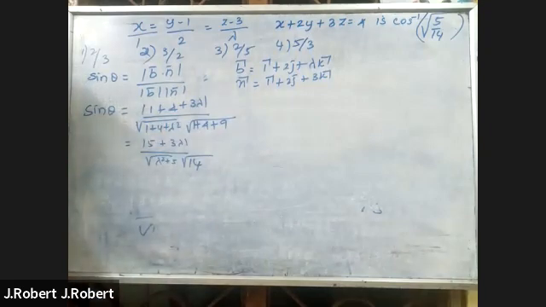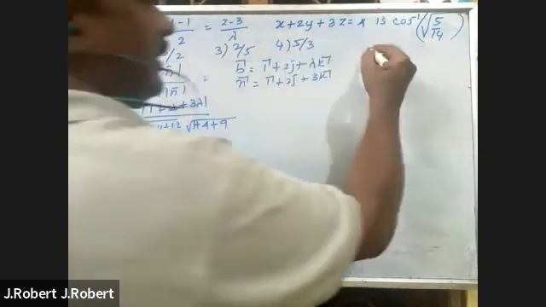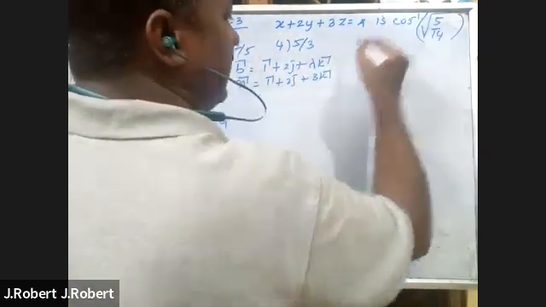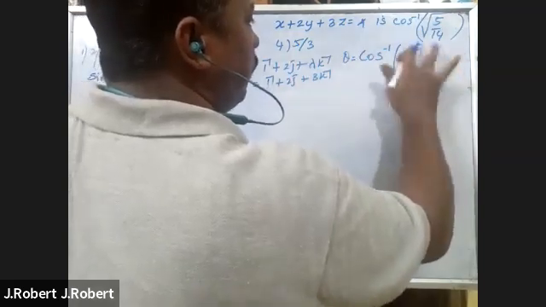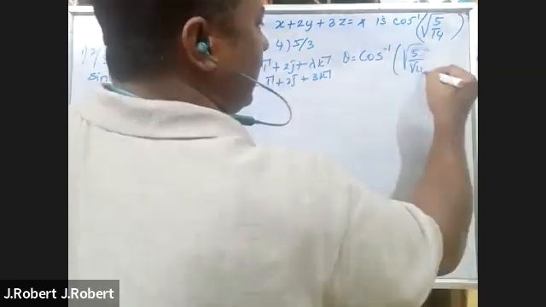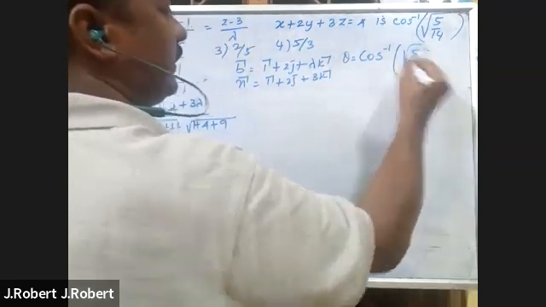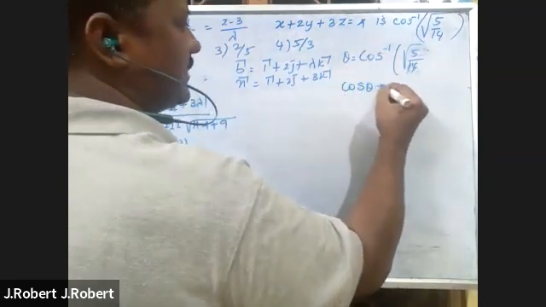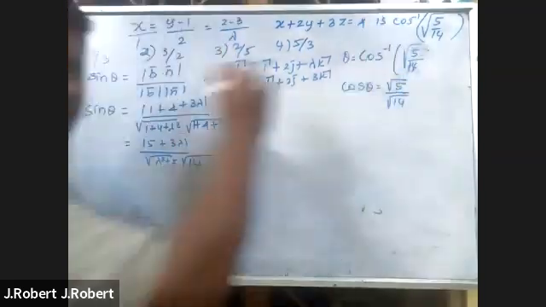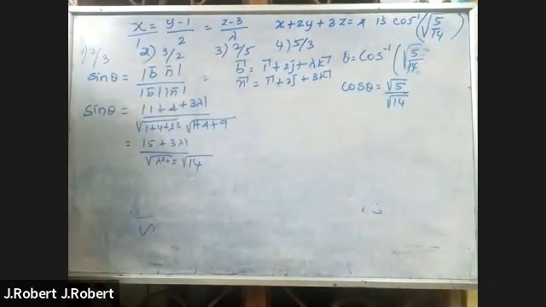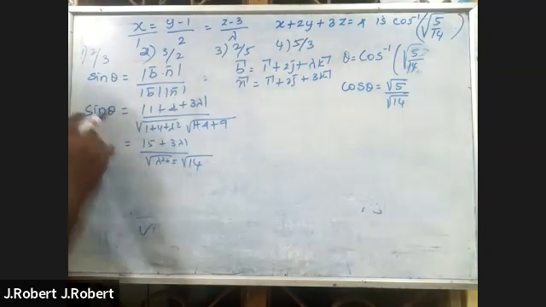It is given that the angle between these two is cos inverse of root 5 by root 14. So we can write, if I take the angle as theta, theta is equals to cos inverse of root 5 by root 14. Then I can write this as cos theta is equals to root 5 divided by root 14. Using this cos theta, I am able to find out what is sin theta.